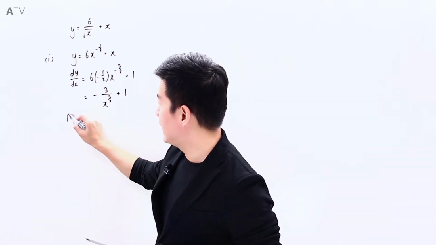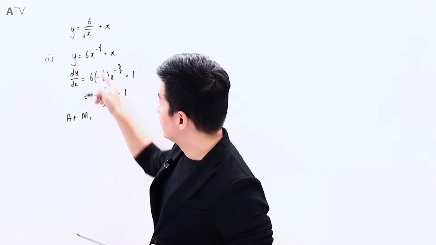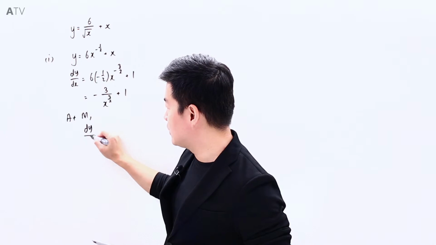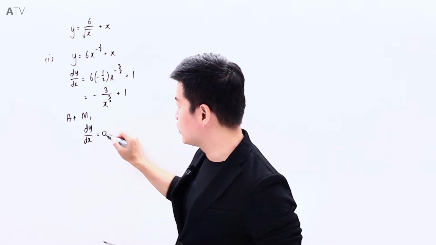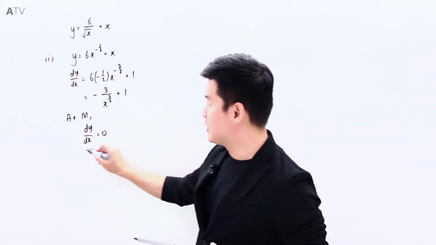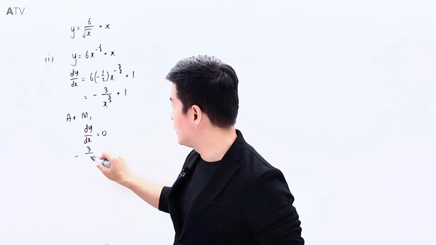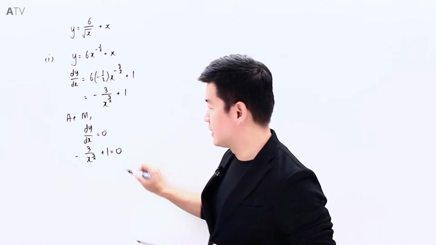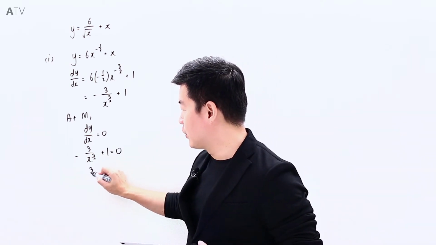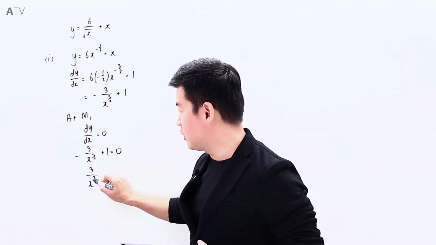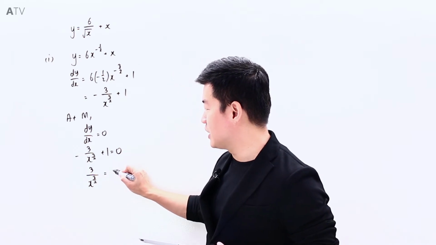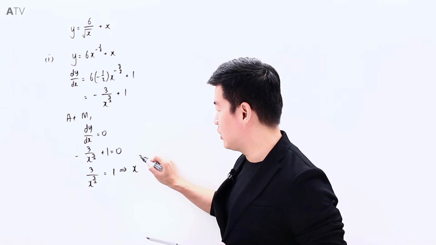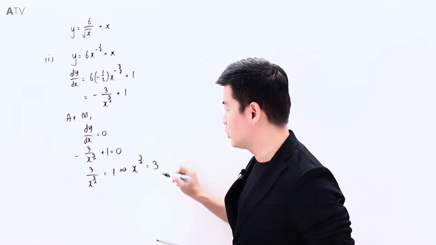So at point M, that is when this curve is experiencing a minimum point, so that is also when dy/dx should be equal to 0. So we will let this be equal to 0: minus 3 over x to the power of 3 over 2 plus 1 is equal to 0. So 3 over x to the power of 3 over 2 is going to be equal to 1. This implies that x to the power of 3 over 2 is going to be equal to 3.